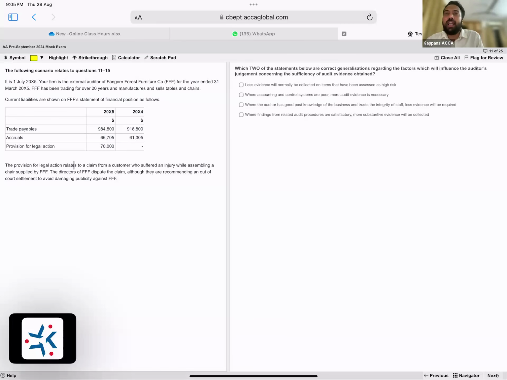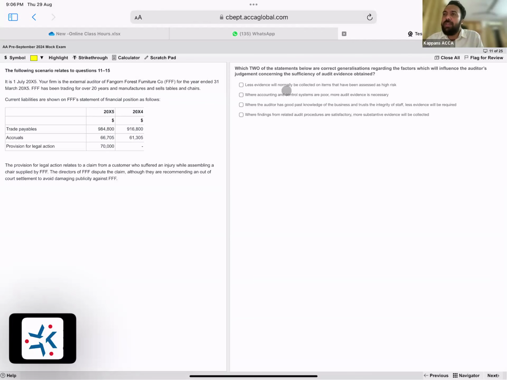The provision for legal action relates to a claim from a customer who suffered an injury while assembling a chair supplied by FFF. The directors of FFF dispute the claim, although they are recommending an out-of-court settlement to avoid damaging publicity against FFF. Which two of the statements below are correct generalizations regarding the factors which will influence the auditor's judgment concerning sufficiency of audit evidence? So it is related to ISA 500 audit evidence.